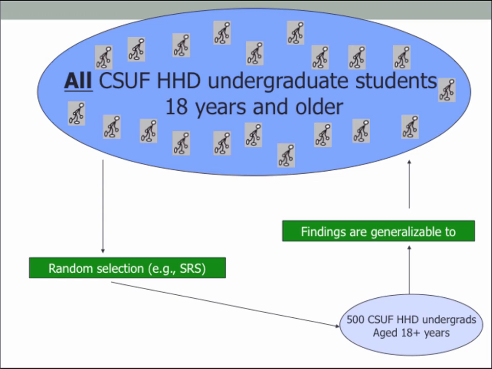So considering all Cal State Fullerton health and human development undergraduate students, we randomly select them. Let's say we're going to use simple random sampling, which we'll learn about in just a moment. And we have a sample of 500 health and human development undergraduate students over the age of 18. We hope that those 500 HHD undergrads look like you, that they are representative of you. And if they are, we can then generalize the results from our study, which collected data on 500 students, and hopefully generalize that back to the 5,000 plus HHD undergraduate students who were over the age of 18.